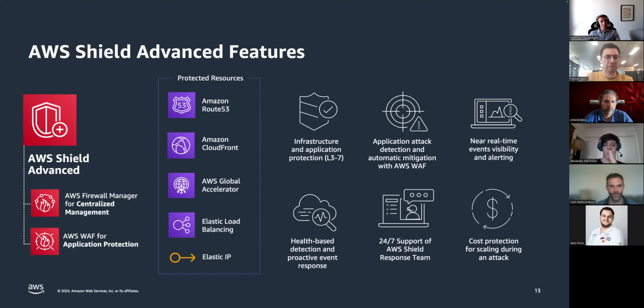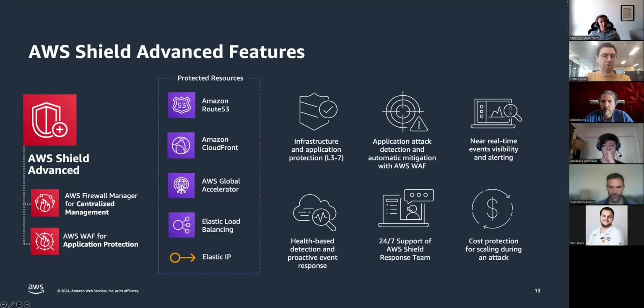And you can protect CloudFront distributions, Route 53 hosted zones, Global Accelerators, Application Load Balancers. Also with the Elastic IPs, you have an option to protect other AWS resources not specified here behind the Elastic IP addresses, for example, like Network Load Balancers.